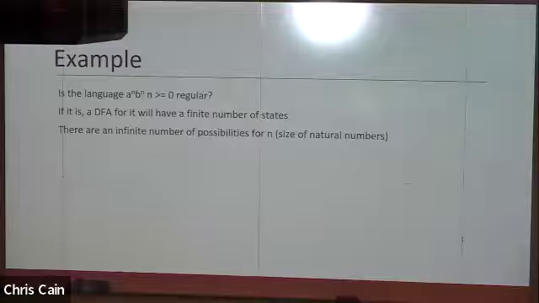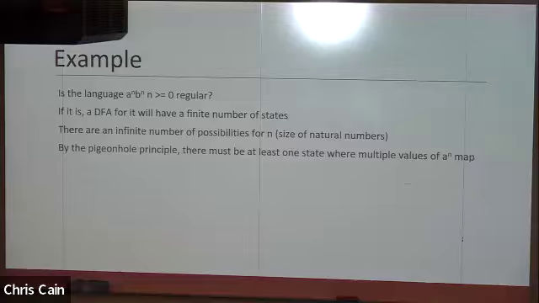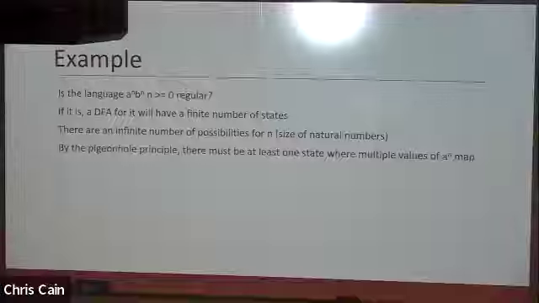So there are an infinite number of possibilities for n, right? n could be 0 or 1 or 2 up to the concept of infinity. Infinity is not a number, but there is no bound on the size of that. Because of this, we know that there are an infinite number of possible values for n, and there are a finite number of states. By the pigeonhole principle, there has to be at least one state where multiple values of n must map. We're going to go through the same set of states at some point to answer this for two different values of n.